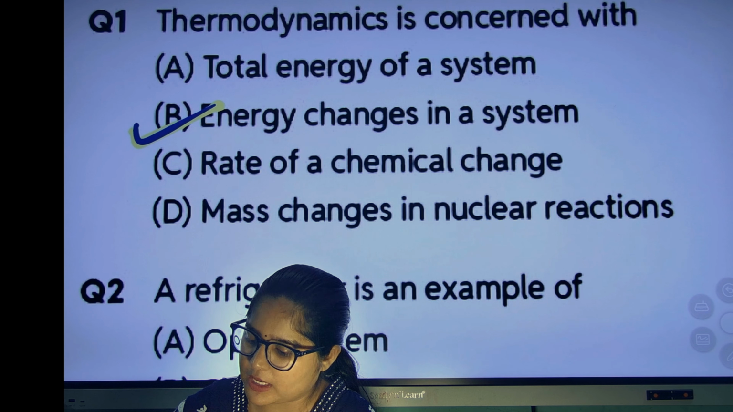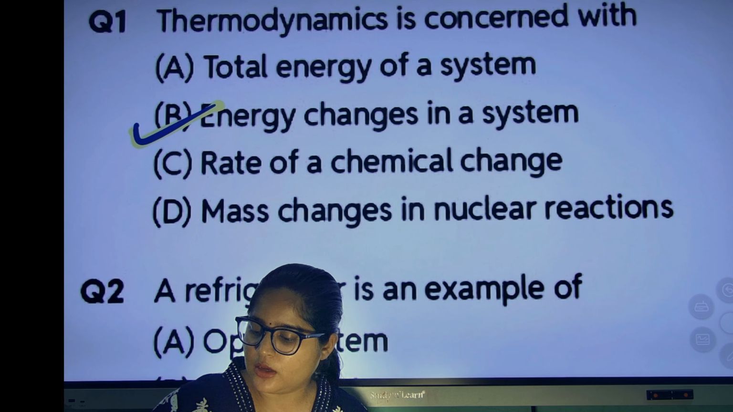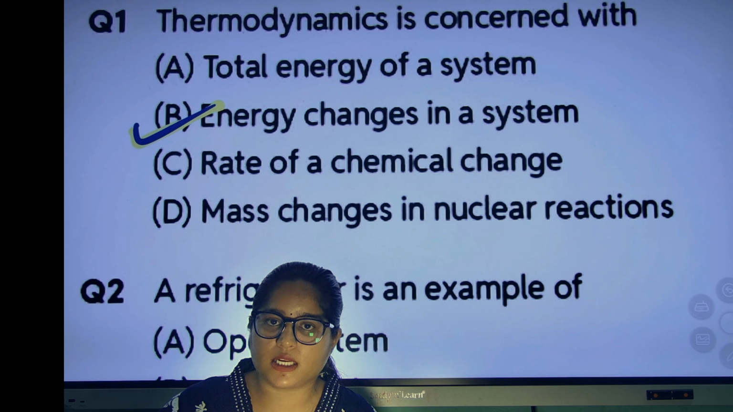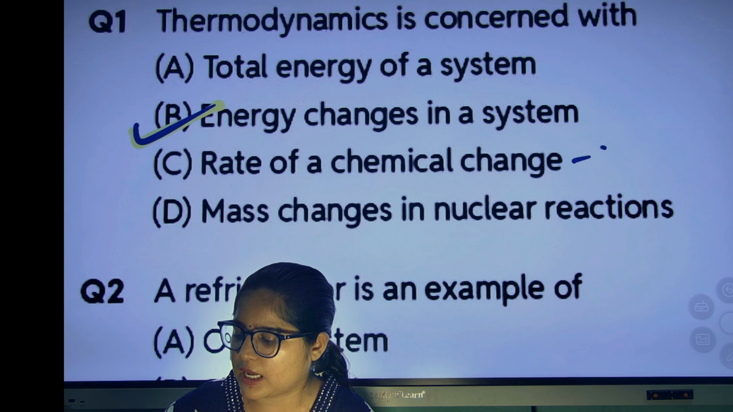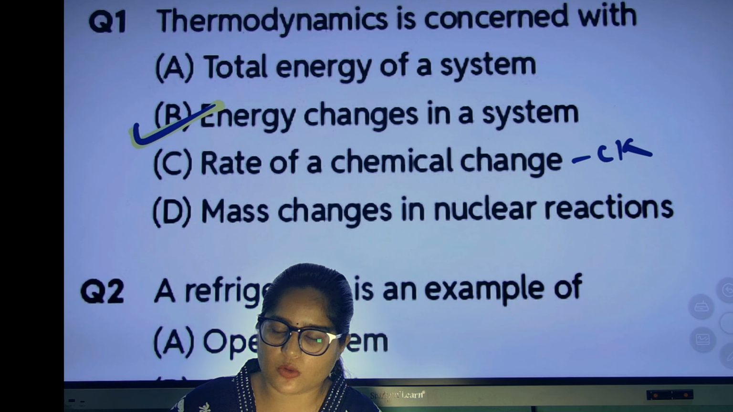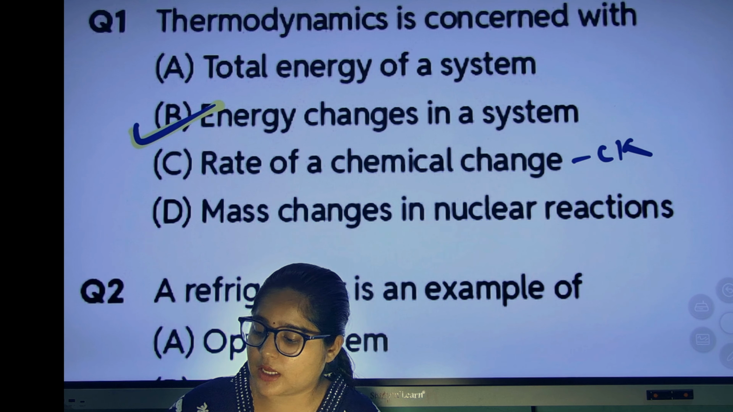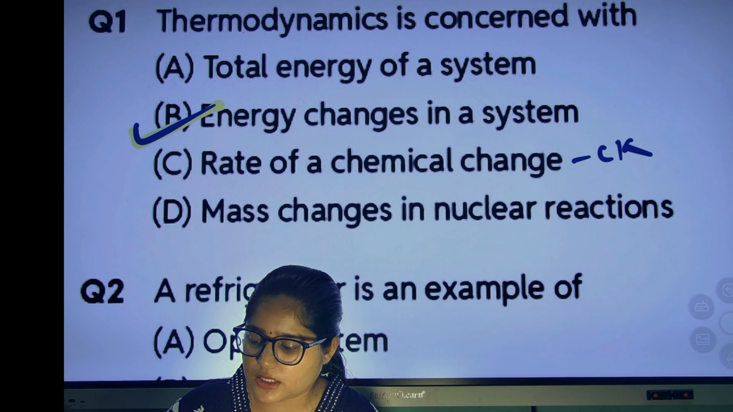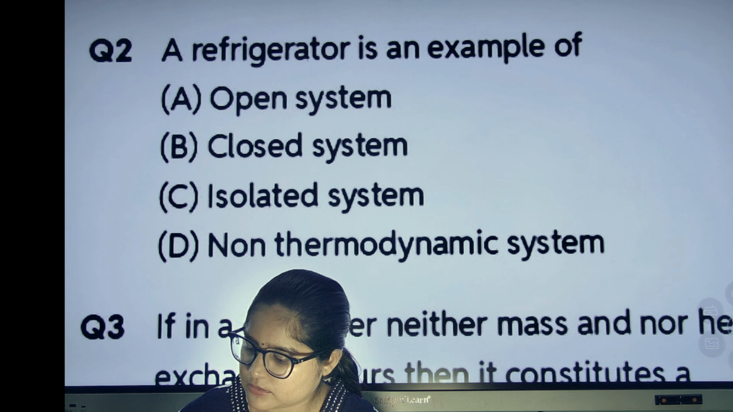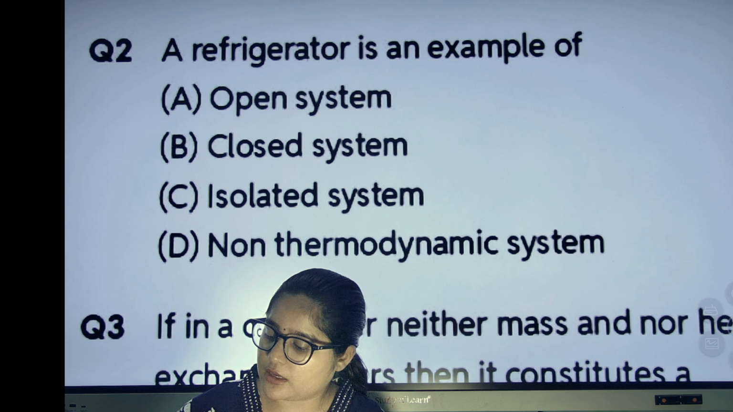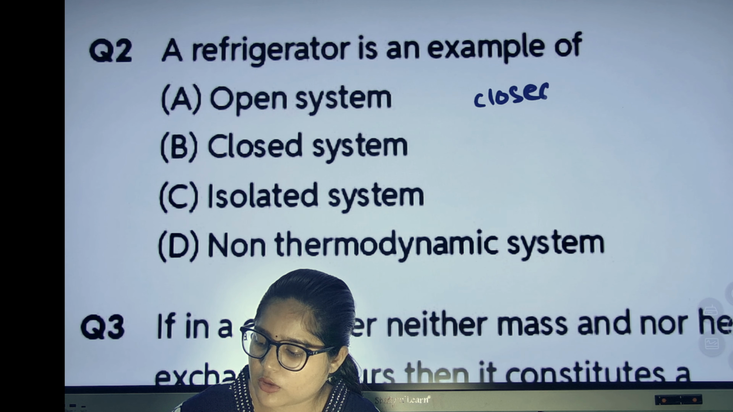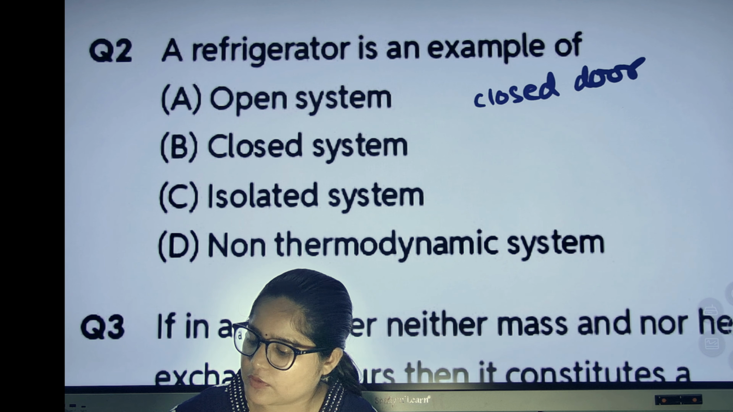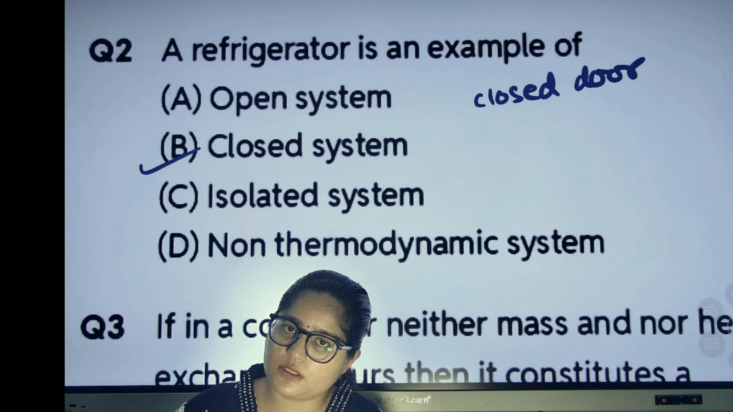Thermodynamics, I have already taught you the theory. So it is concerned with energy change in a system. Rate of chemical reaction comes when we are talking about the chemical kinetics chapter, and thermodynamics does not deal with the total energy, it deals with the energy change. Whenever I say a refrigerator, it means a closed door system, right? So we will say it is a closed system.